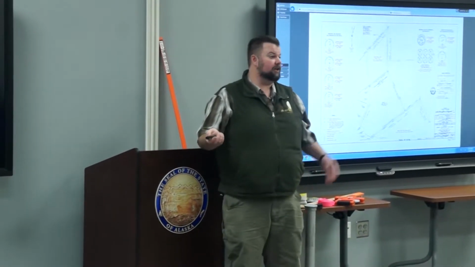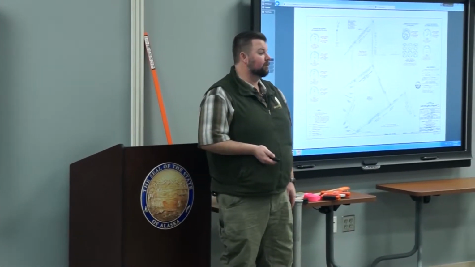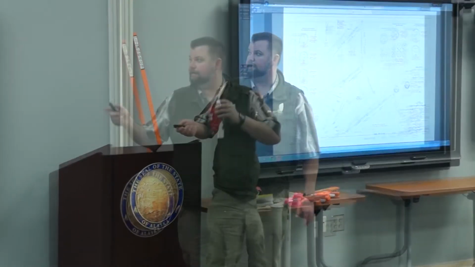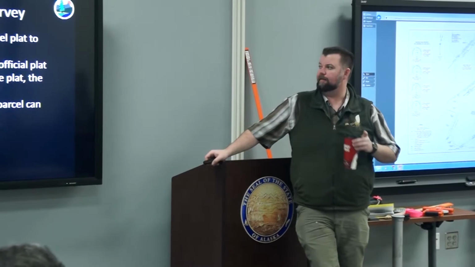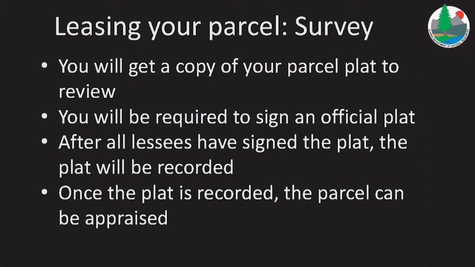Likewise, when we're adjudicating your application, we're going to let you know what easements it's going to be subject to as well. So there shouldn't be any surprise. So once we get to the survey, you're going to get a copy to review. You have to come in and sign it, and once everybody has signed and the plat has been recorded, then we can move on to the appraisal of the property.